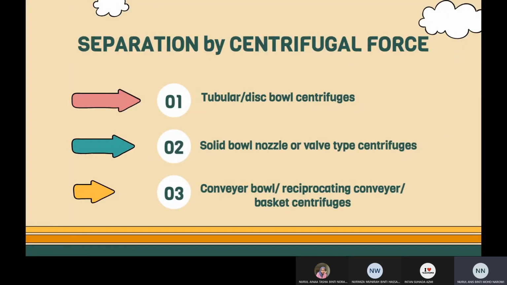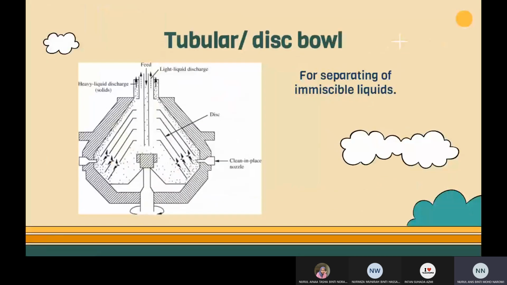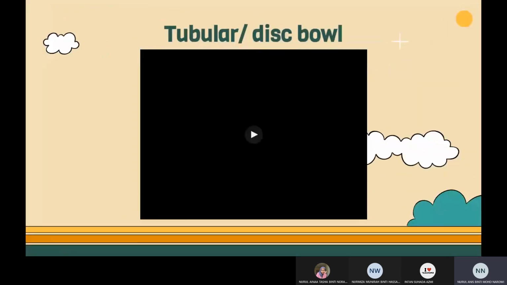The second method is by centrifugal force. Firstly, using a tubular or disc bowl centrifuge. Second, the solid bowl nozzle or valve type centrifuge. And third is the basket centrifuge. The tubular or disc bowl centrifuge is for separating immiscible liquids, for example vegetable oil and water, or solids from liquid.